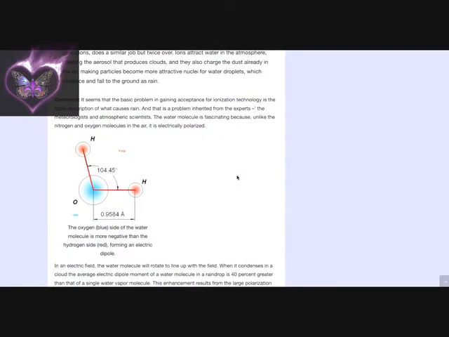Comment. It seems that the basic problem in gaining acceptance for ionization technology is the facile description of what causes rain, and that is a problem inherited from the experts, the meteorologists and atmospheric scientists. The water molecule is fascinating because, unlike the nitrogen and oxygen molecules in the air, it is electrically polarized. The oxygen side of the water molecule is more negative than the hydrogen side, forming an electric dipole.